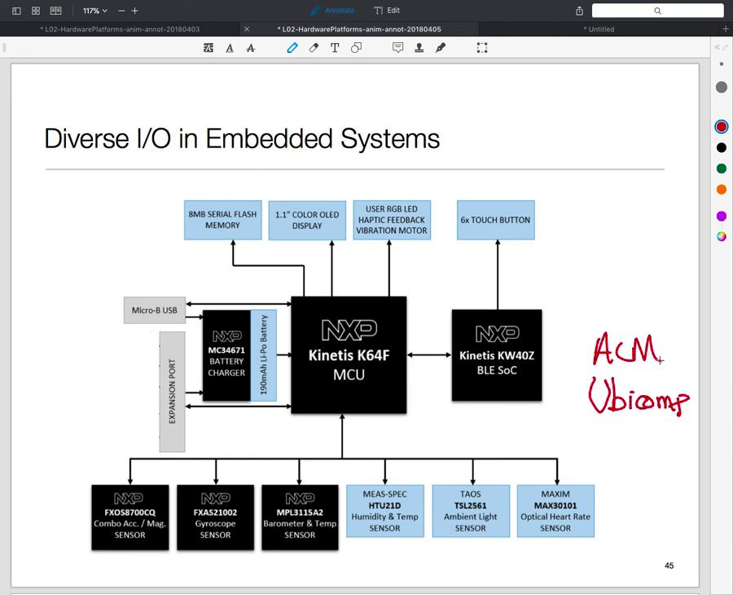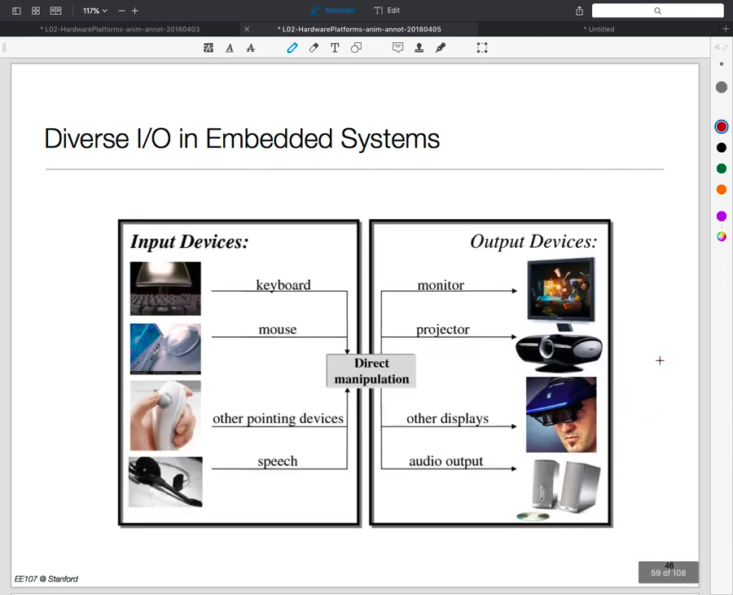Okay, so hold on. Then I have a radio chip, which also needs to talk. So how do these things talk? Clearly, the MCU needs to have ways to connect to all these things. There's a battery charger and a whole bunch of other stuff. All of these things need to talk to each other. So there is a fair bit of diversity.